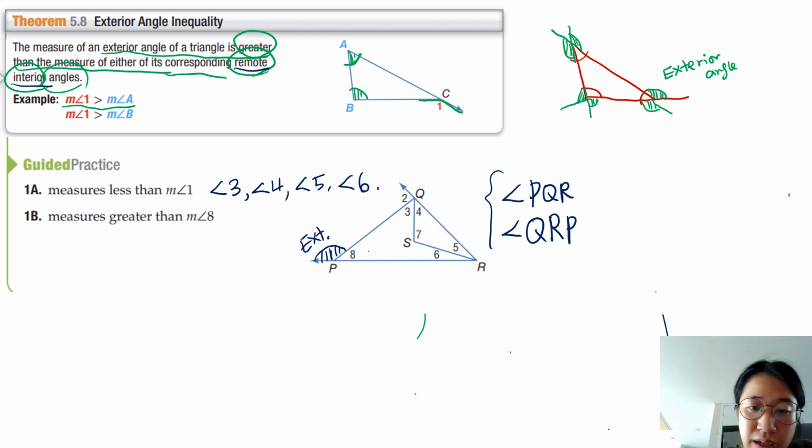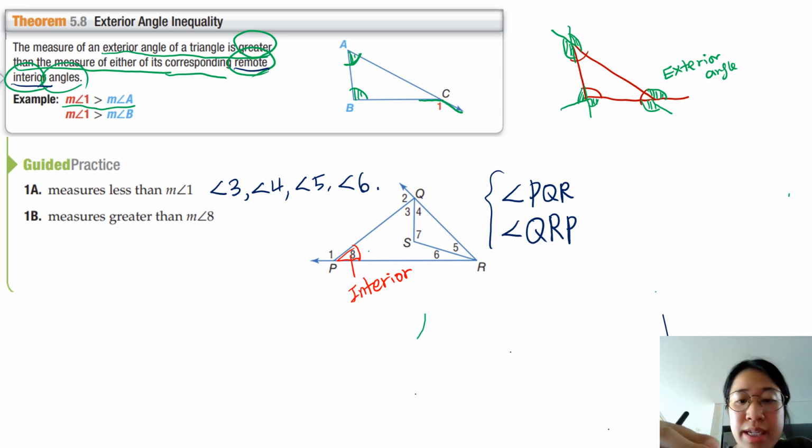How about 1B? It says the measure is greater than angle 8. So angle 8 is the interior angle. Which one is the exterior remote angle? In this case, I can see angle 2. So angle 2 is always greater than angle 8.